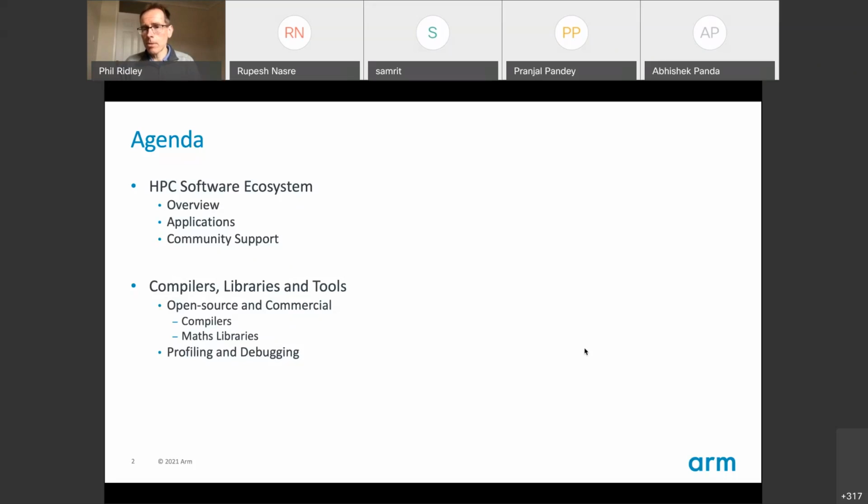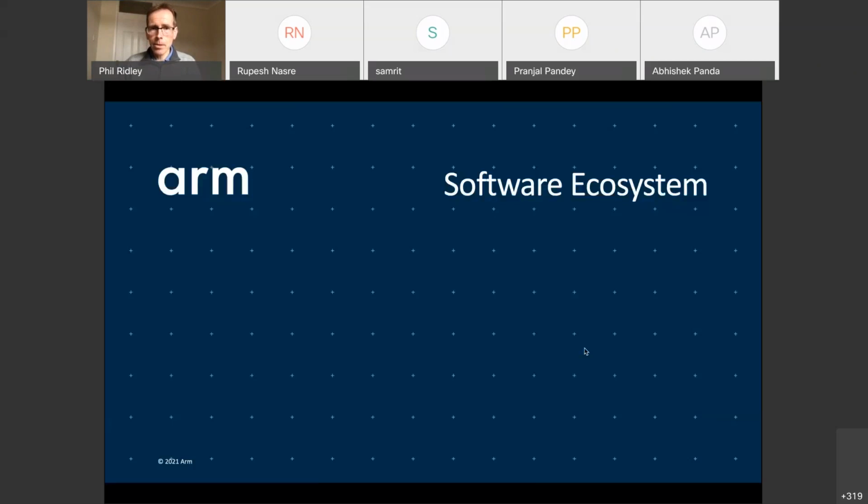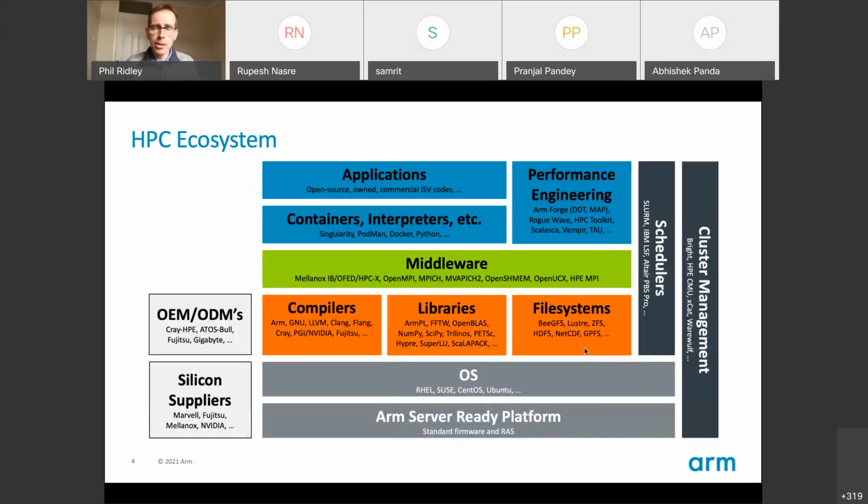This will be both from the commercial and open source side. So there is a lot of open source work ongoing in this area. And also I'll talk about the tools like profilers and debuggers, but just in general terms. So to start off with the software ecosystem. In terms of HPC, we do have a very large and rich software ecosystem already. And this has several components with lots of input from several areas.